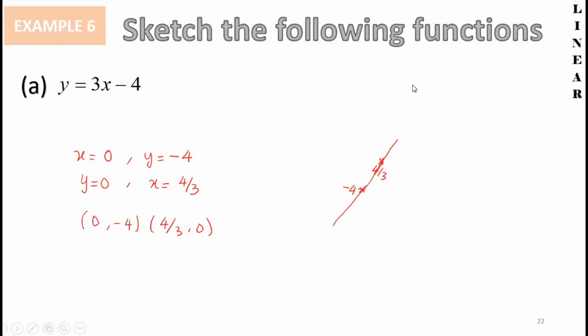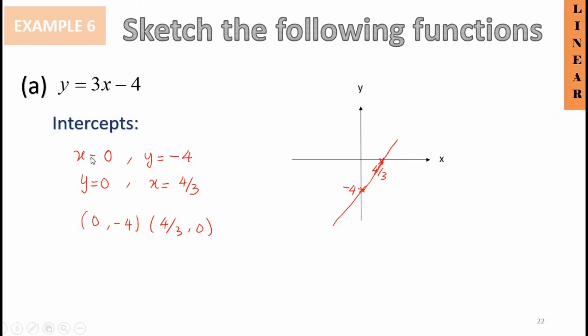Okay, now let's sketch the following functions. Let's say we have y is equal to 3x minus 4. This is a linear function actually. To sketch this graph, you have to find the intercepts first. To find the intercepts, you just substitute in x is equal to 0 and y is equal to 0.